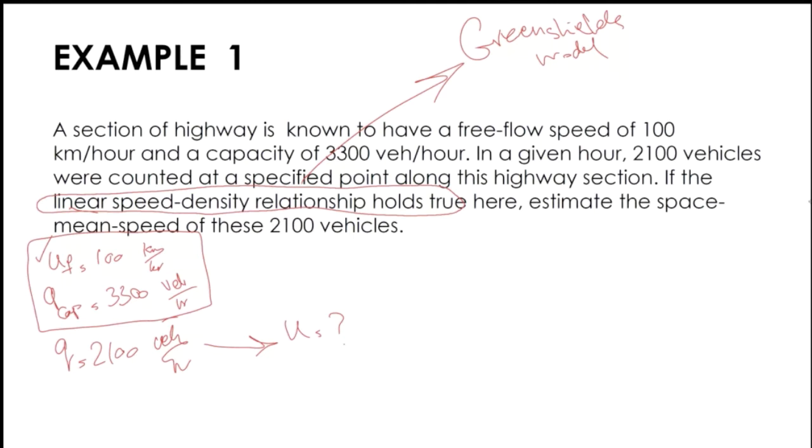So let's first write down the Greenshields model. So Greenshields model, we're saying Q is equal to Kj times (U minus U power 2 over UF). So I have UF is 100, but I don't have Kj. How can I get Kj here? How can I get jam density here?